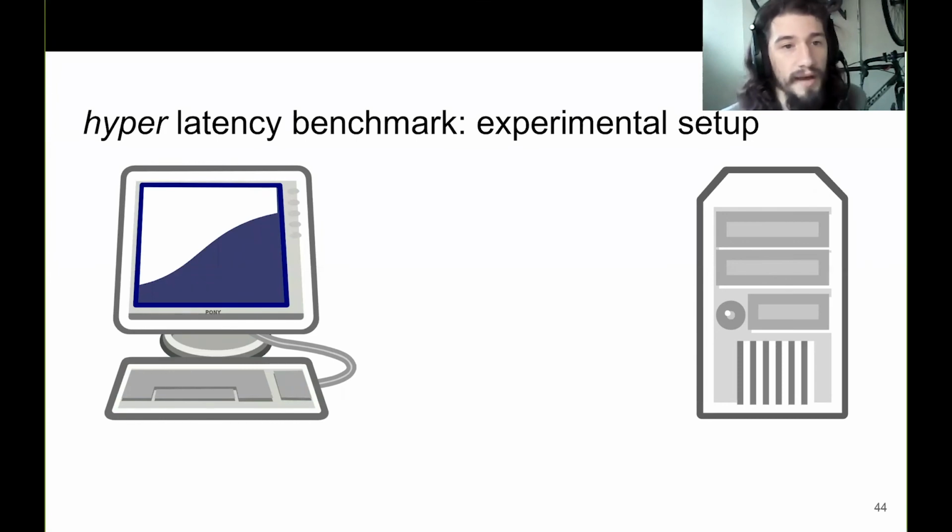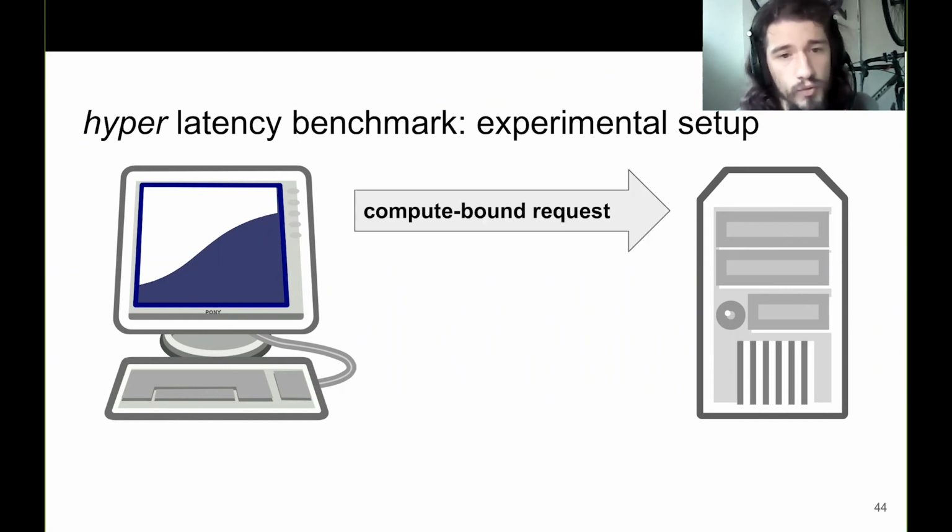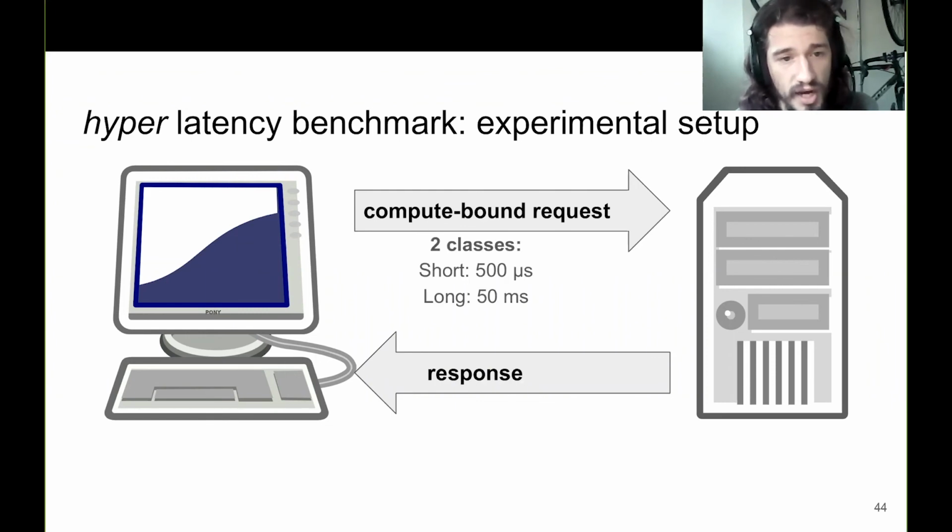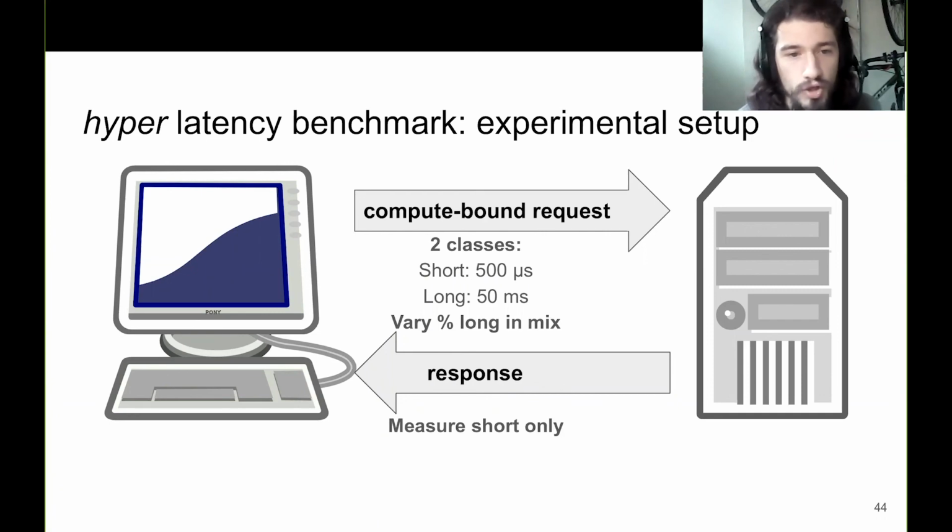And to evaluate that, we benchmarked the Hyper web server, which is the fastest performing one in the most recent TechEmpower benchmark. And we bombarded that web server with compute-bound requests and measured the response time. There were two classes of requests in the system: short requests that took 500 microseconds to process, and long ones taking 50 milliseconds. We varied the percentage of long ones in the mix, and we only measured the response time for the short requests.